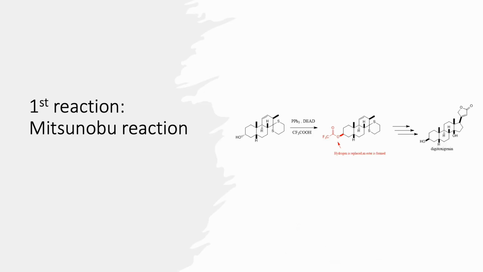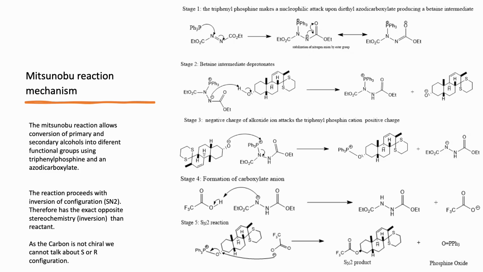The first reaction is the Mitsunobu reaction, where this molecule here will react with triphenylphosphine, diethyl azodicarboxylate, and trifluoroacetic acid here. This will remove the alcohol and will be replaced by a nucleophile with inverse stereochemistry.